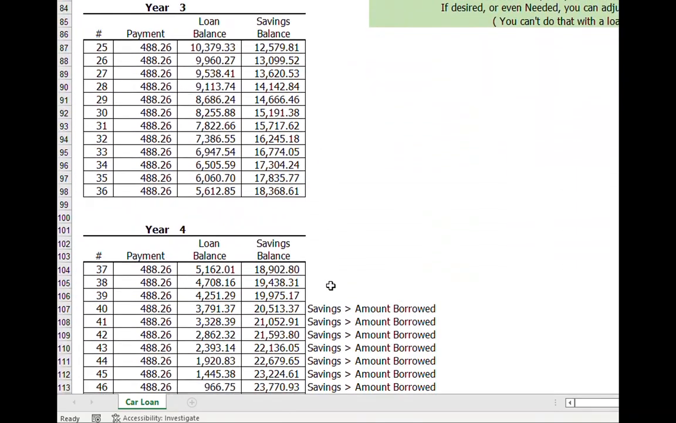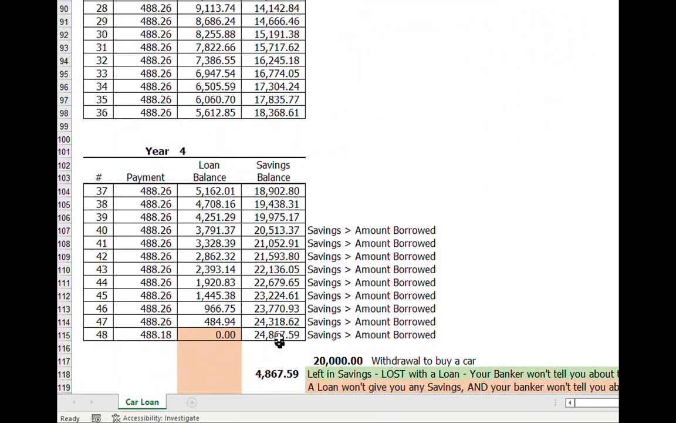In year 4, we see that the savings account now has more in it than the original loan. How can this be when savings interest is less than loan interest? Because your savings deposit includes what would have been loan interest. You'll be keeping the bank's loan interest for yourself and earning more interest on it.